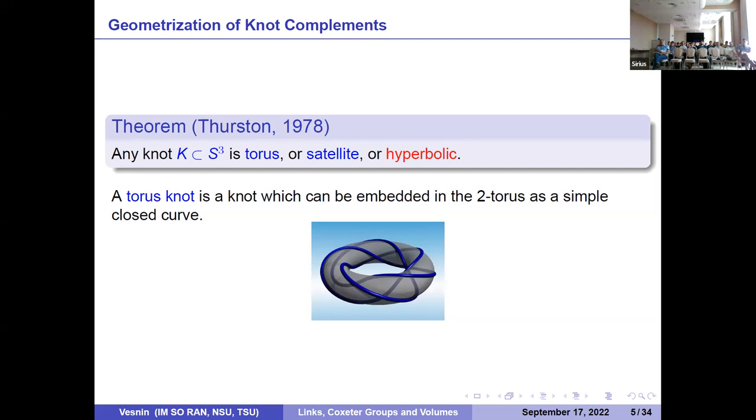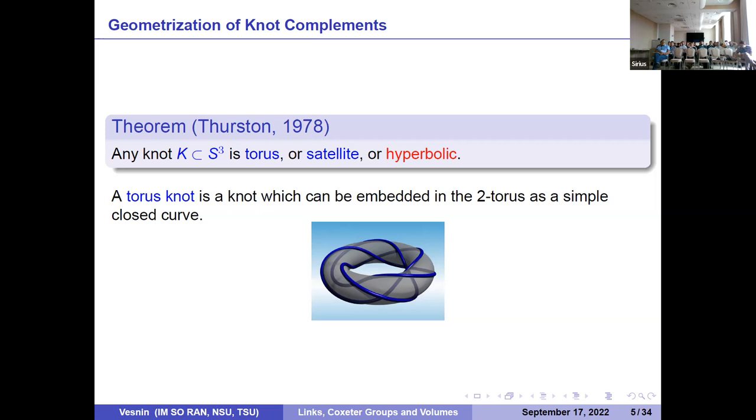And Thurston, in his classical lecture notes, proved the following result. So any knot in the three-dimensional sphere is one of three kinds. It is a torus knot, so it can be drawn on the surface of the torus, like in this picture. Or a satellite knot, which usually needs big pictures, so I don't present it here. Just imagine you have a knot drawn on the torus, and after that you link this torus in the space. So in this construction, there is the basic knot and its companion, to get the resulting knot. And usually they don't have a good geometric structure in the complement. And all others are hyperbolic knots.